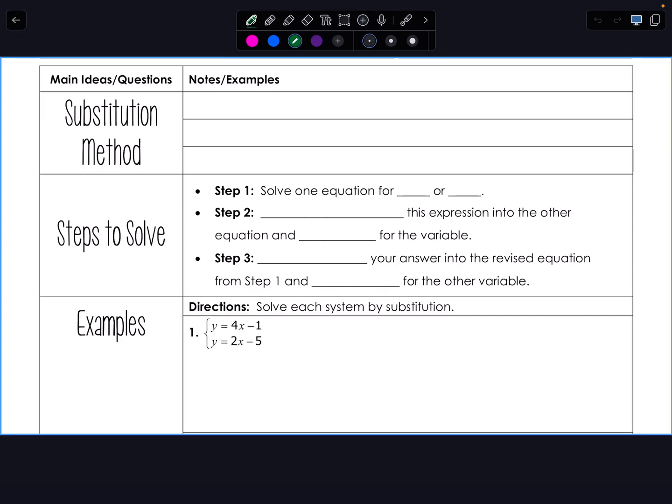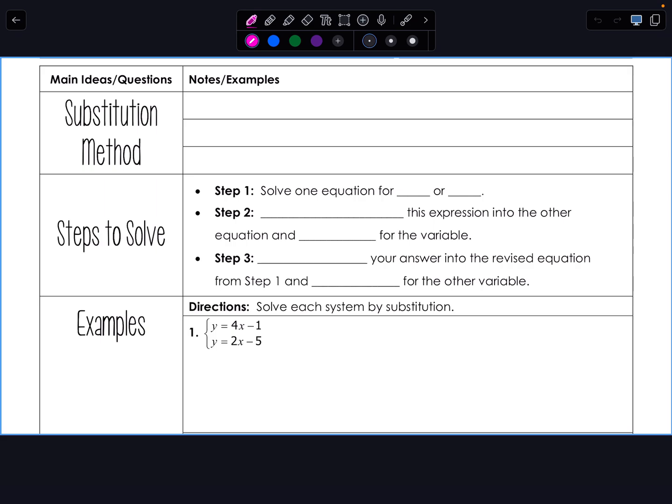All right, so substitution method. Really what we're trying to do in this entire unit is basically solve for x and y. So I gave you two equations and I want you to be able to solve for x and for y. So it requires a little bit of effort.